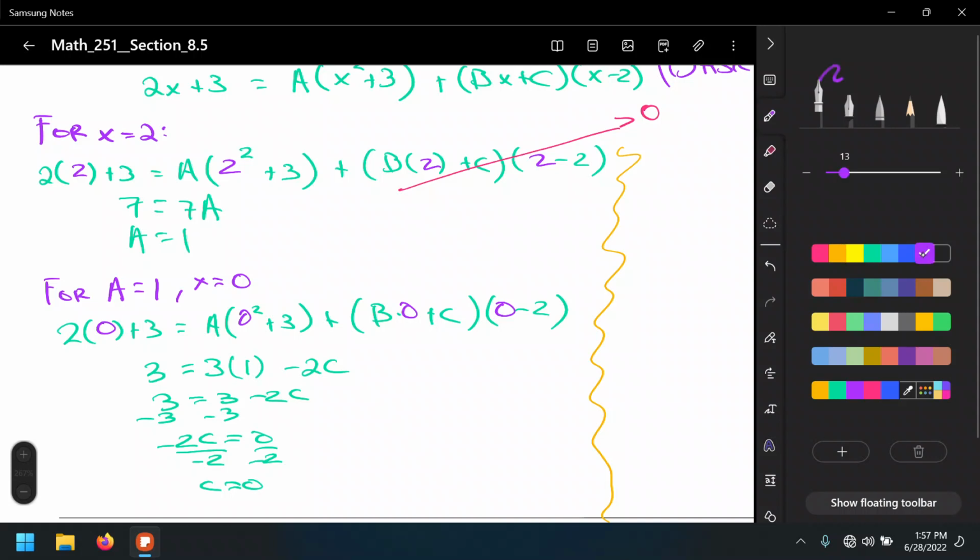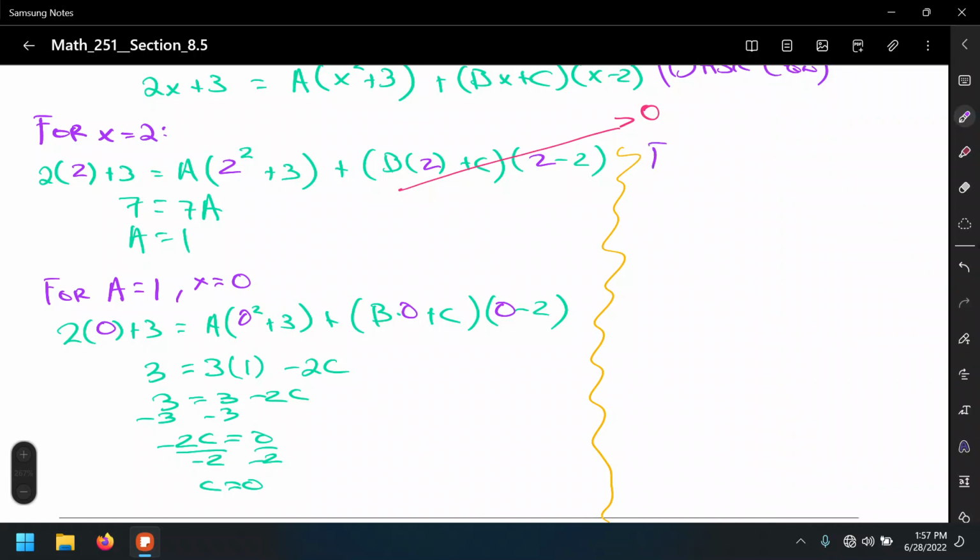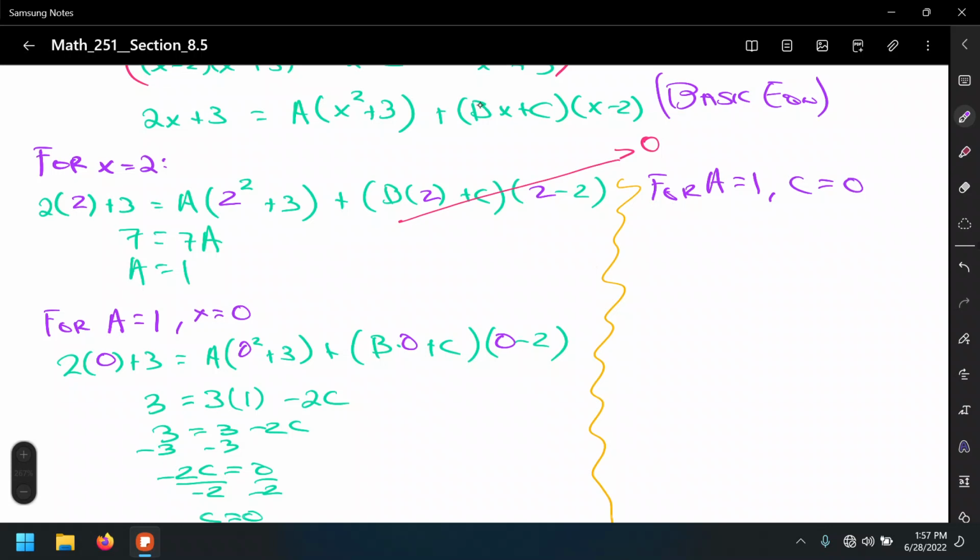So let's list what we have so far. A equals 1 and C equals 0. In this case we can plug in whatever value of x that we want. How about x equals 1? Because ultimately the missing letter that we need to find is the letter B. But if we use the 0 again, it's going to get zeroed out. So we need to put a number that doesn't zero anything out. So in this case, x equals 1. All right.